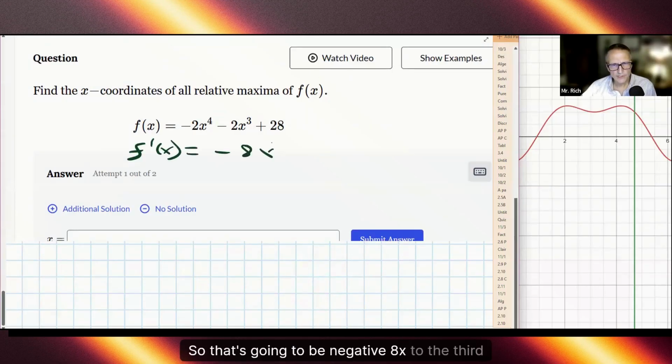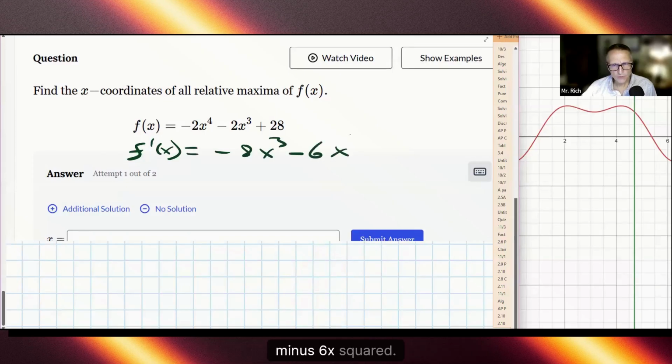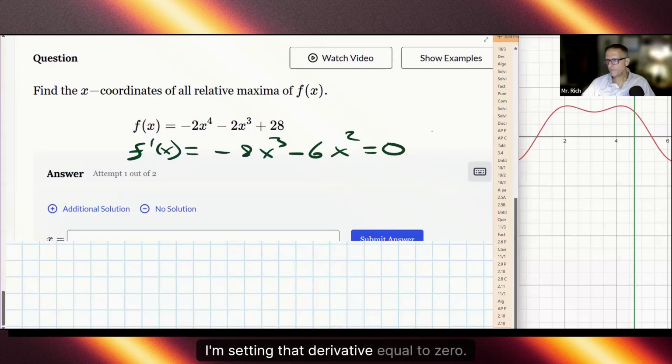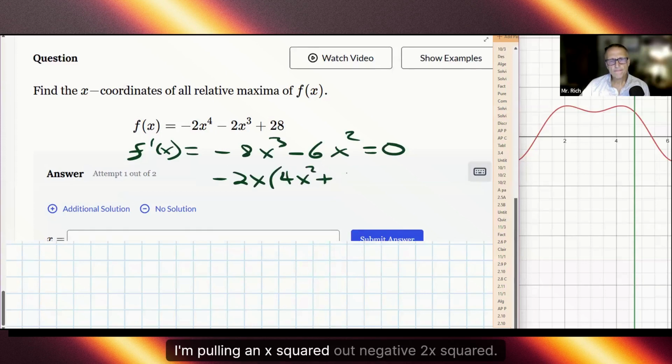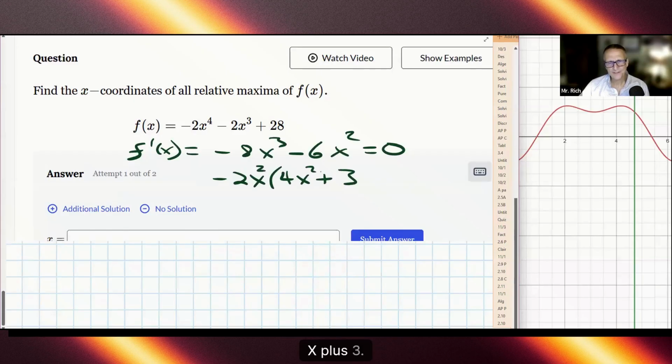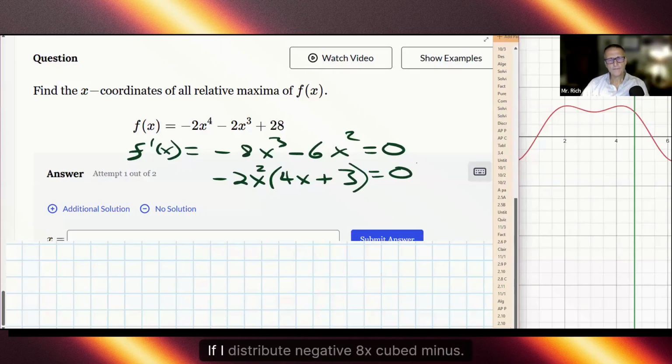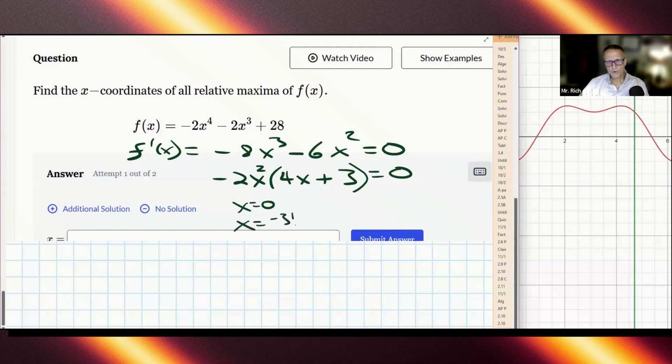So that's going to be -8x to the third minus 6x squared. And to find critical values, I'm setting that derivative equal to 0. I am now going to solve this by factoring. I'm pulling an x squared out, -2x squared, and that gives me 4x plus 3 equals 0. I'll make sure I don't mess that up. If I distribute, -8x cubed minus, yeah, there we go. So then the critical values are going to be x equals 0 and x equals -3/4.